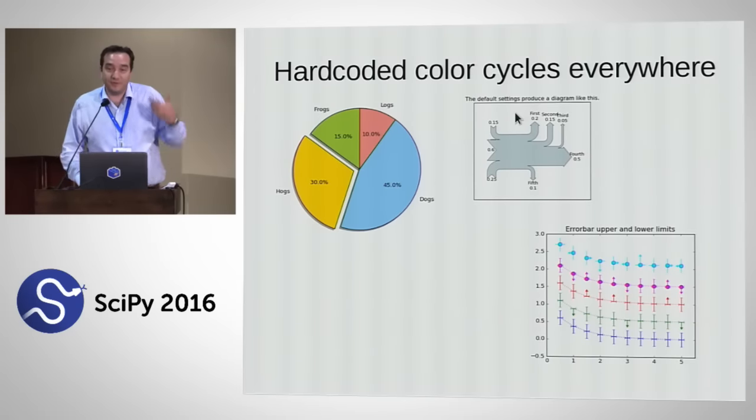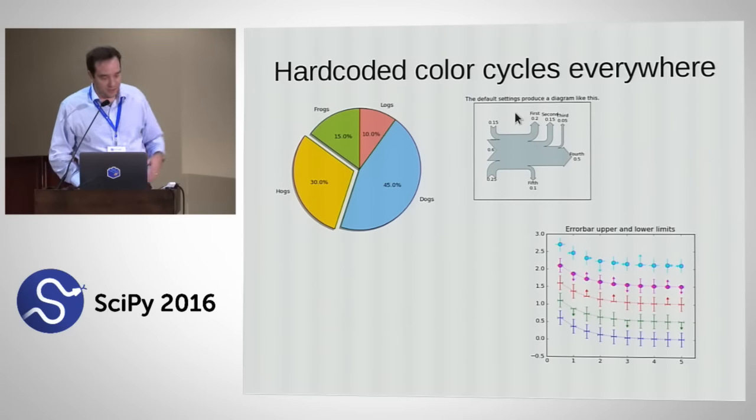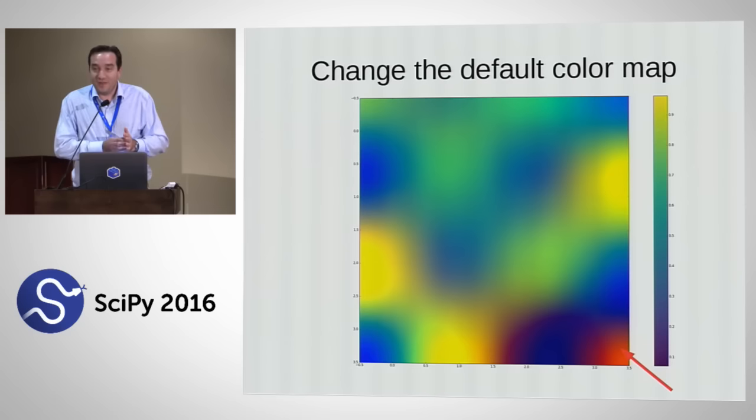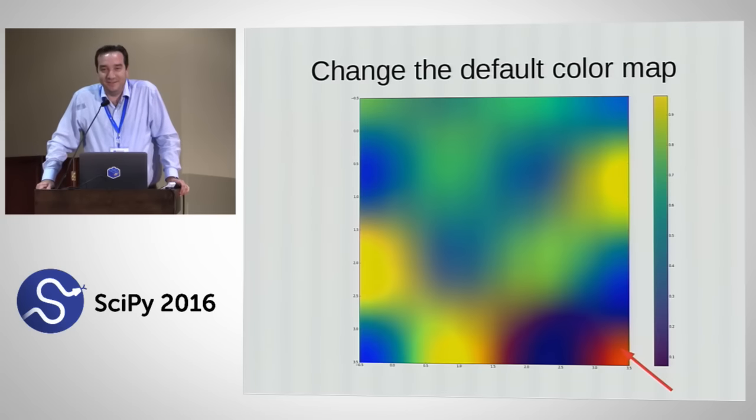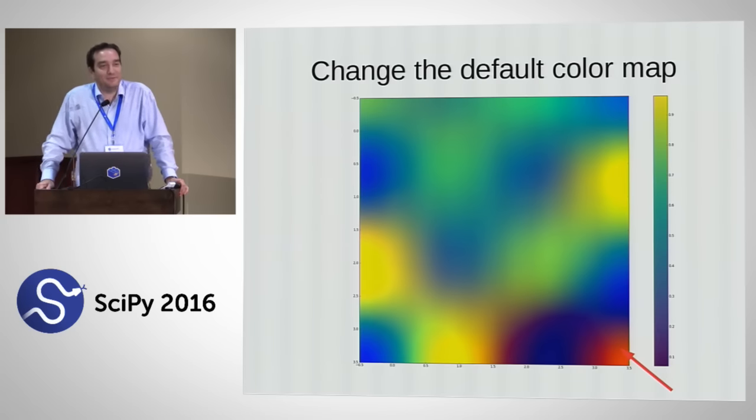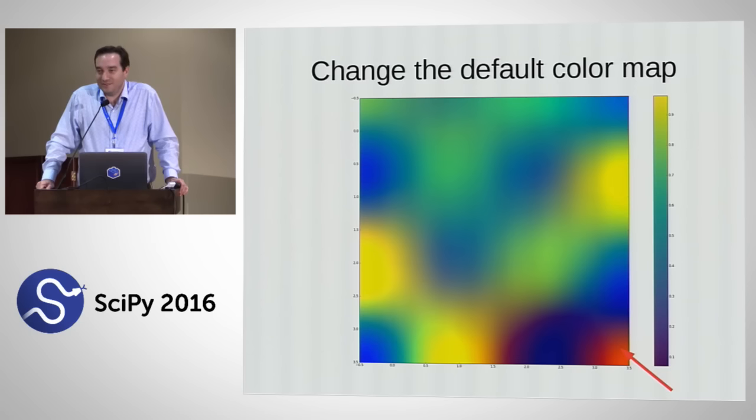And then it turned out the old color cycle was hard-coded a bunch of places, and it took a long time to go find all of those and go change it. So these are all the old color cycles, and these are the new ones, and make everything work with the new color cycles. Then we had this guy, he's sitting here in the front, who came along and came up with a great new color map for Matplotlib, and now we want to use it as default.